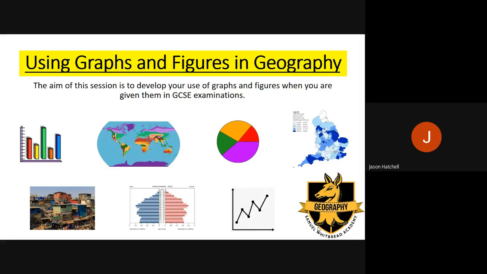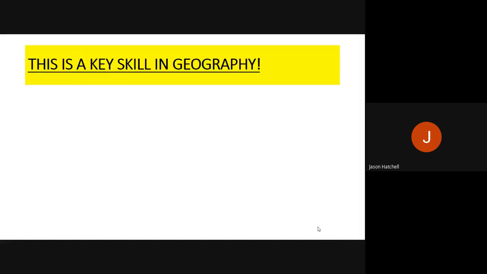So you might be given bar graphs, population pyramids, you might be given line graphs, pie charts, a choropleth map. You might also be given an image. And what you have to do with these is obviously use them to answer the questions that you are asked.